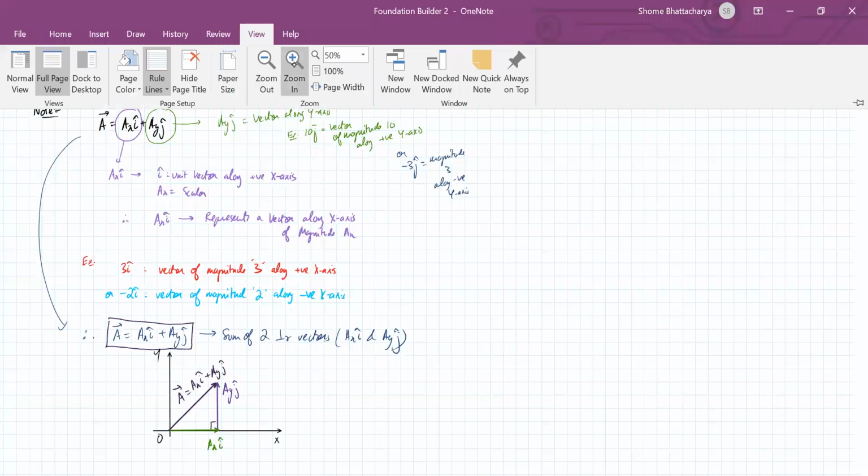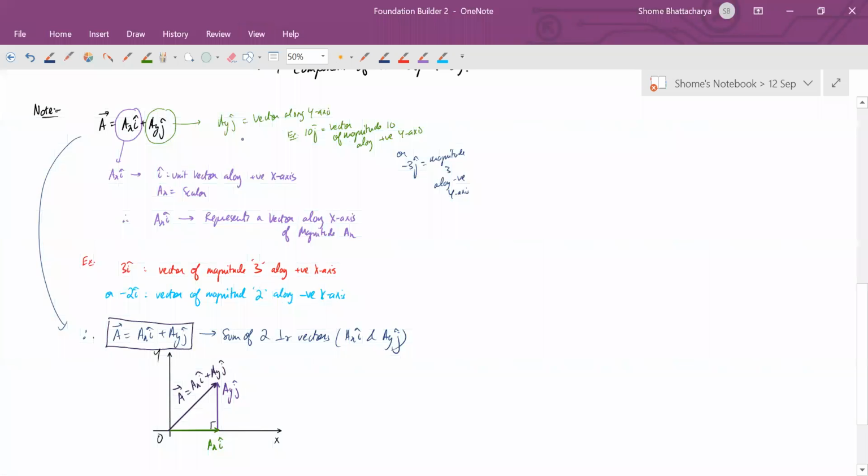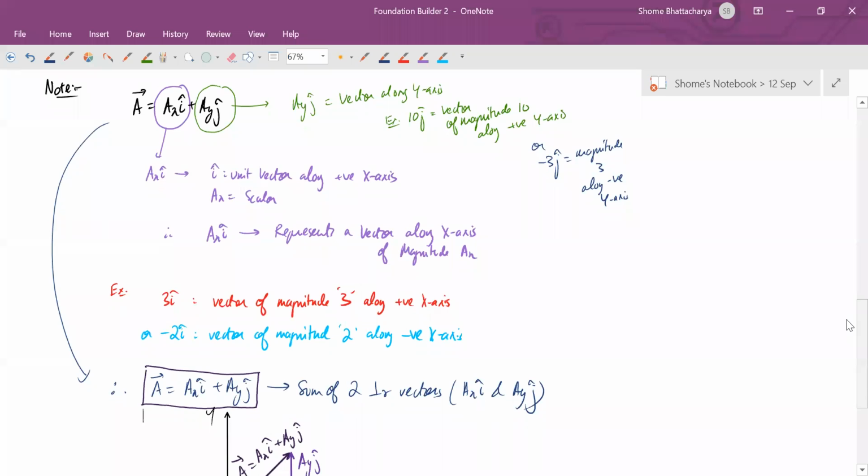Okay, so just make a note of this, people. So note down this much first, then I'll scroll down to the diagram.